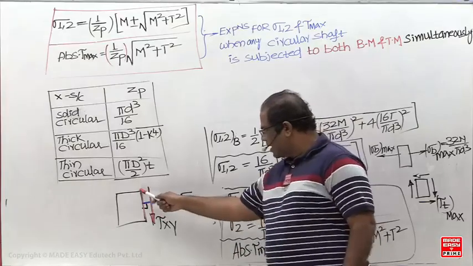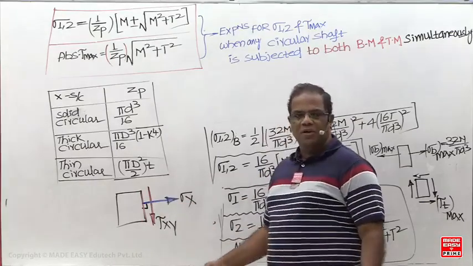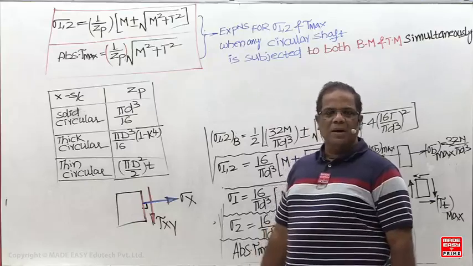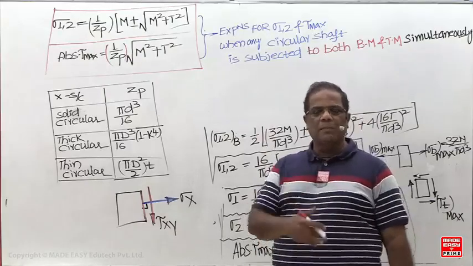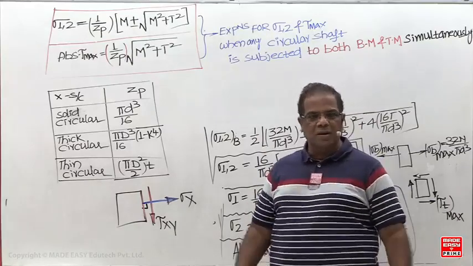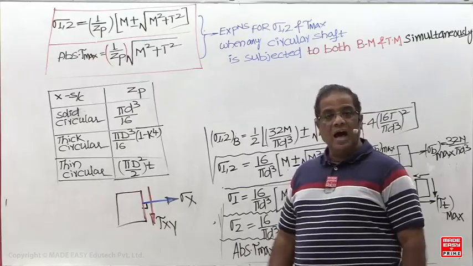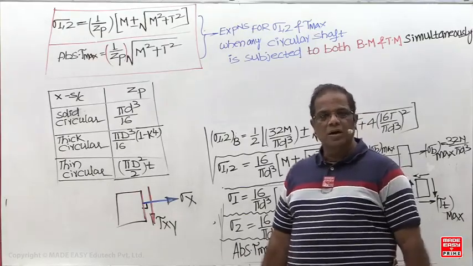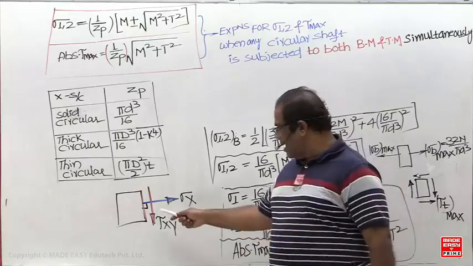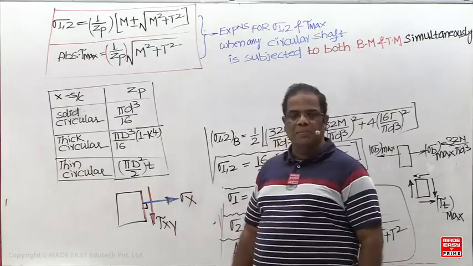This is perpendicular to this plane. This is parallel to this plane. That is normal stress. What is the meaning of normal stress? Perpendicular to the given plane. Shear stress is parallel to the given plane. Planes are not perpendicular. Normal stress and shear stress are on the same plane only. One will be perpendicular, one will be parallel to the plane.